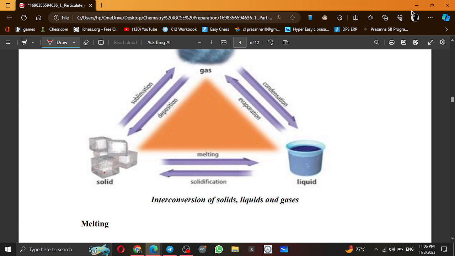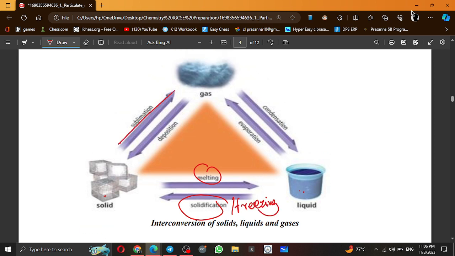From a solid to a liquid we have melting. Liquid to a solid we have solidification, or freezing in simple words. Then from a solid to a gas directly is sublimation, and gas to a solid is deposition or desublimation. A gas to a liquid is condensation, and a liquid to a gas is evaporation or boiling.